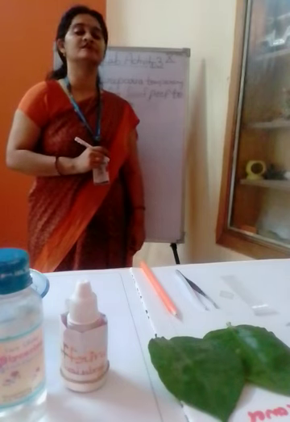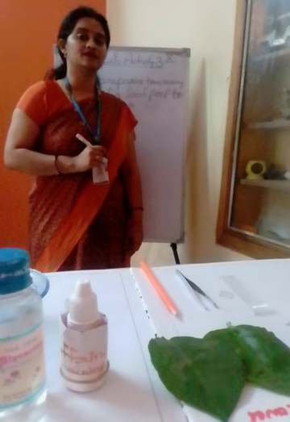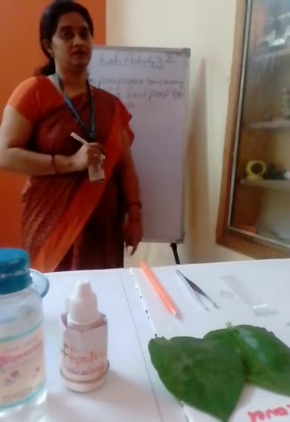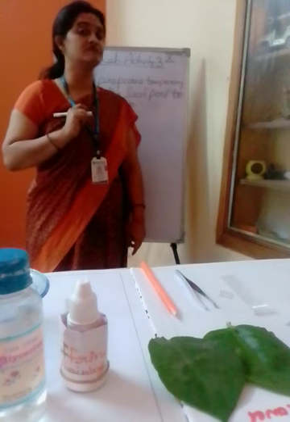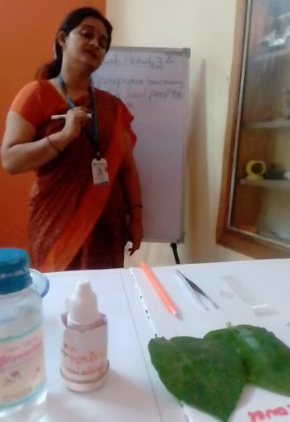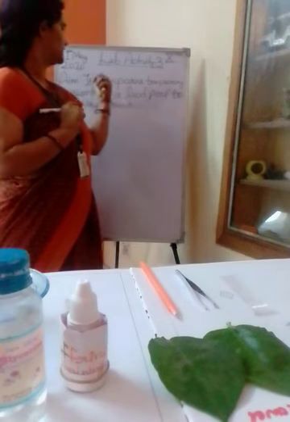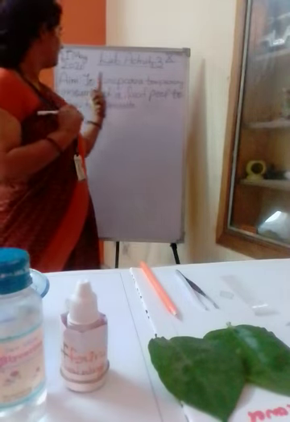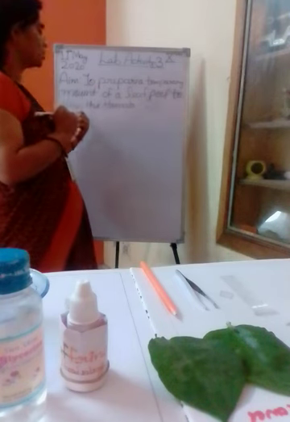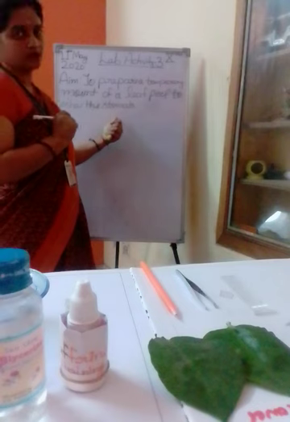Now today we will start the third lab activity for class 10th. Today's activity is very interesting. What's the aim of today's activity? To prepare a temporary mount of a leaf peel to show the stomata.